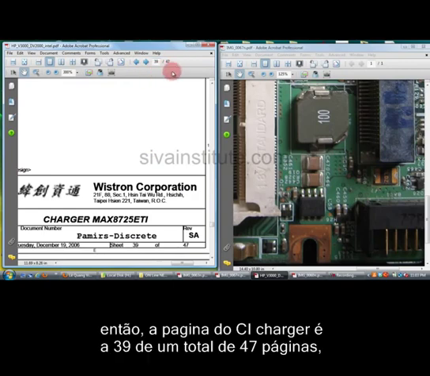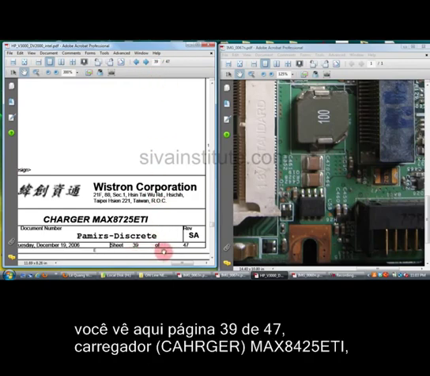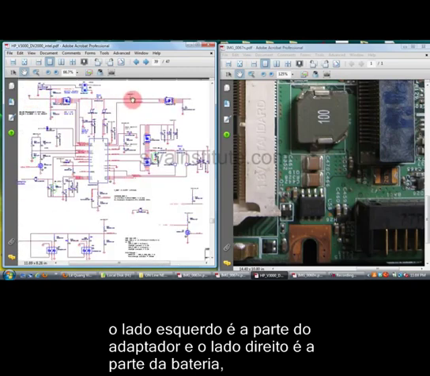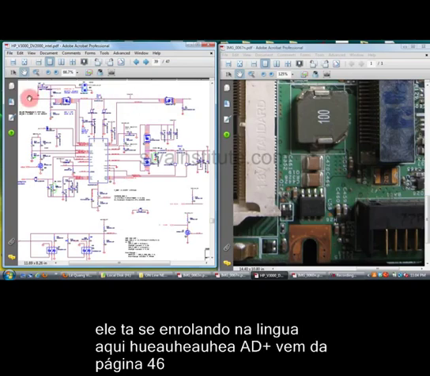This is the 39th page, 39 of 47. Charger MAX8725. This is the charger IC. This is the adapter path. This is the battery path. So this is the adapter; adapter voltage comes to this FET.